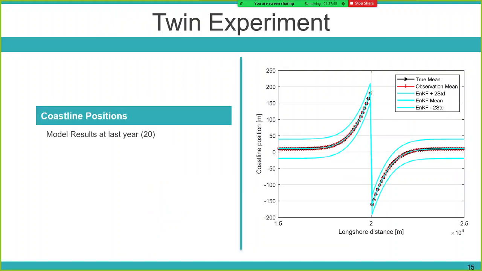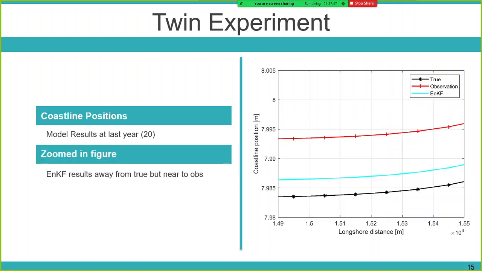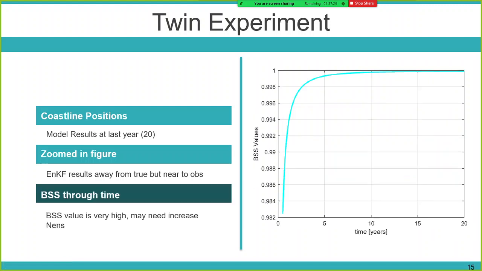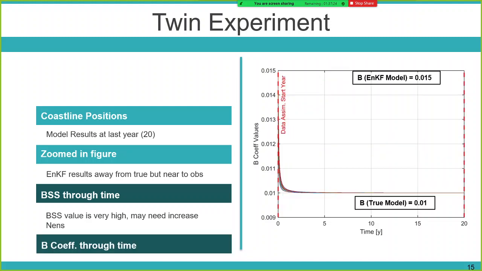That one experiment showed very good results compared to the true model. Here we use the synthetic observation in order to get the ensemble Kalman filter results, which were very close to the true model. The BSS values showed excellent performance of the ensemble Kalman filter model, and the B coefficient, which was used as an uncertain value in the ensemble Kalman filter model, was successfully adjusted to the one used in the true model.